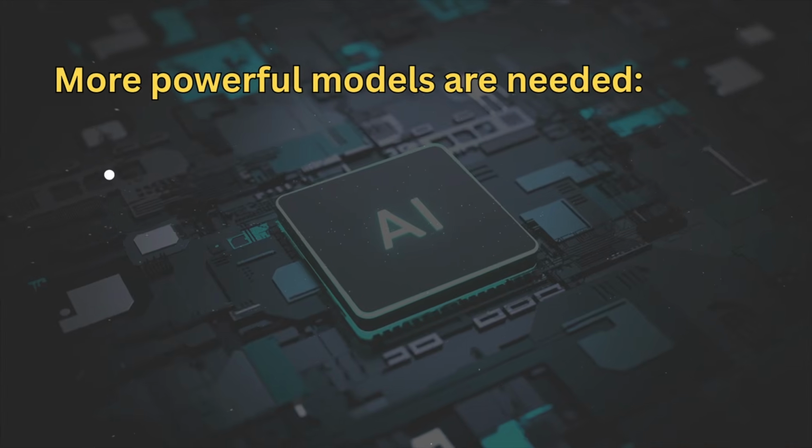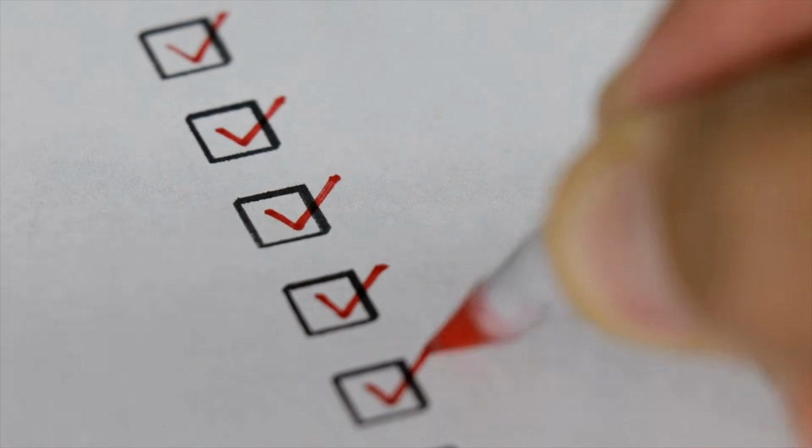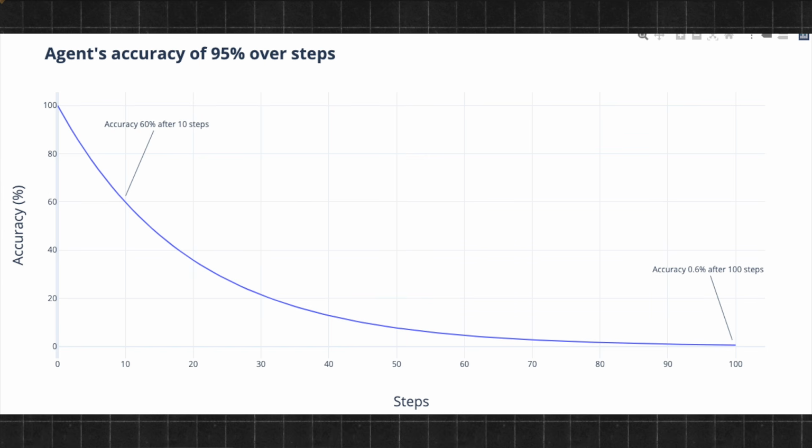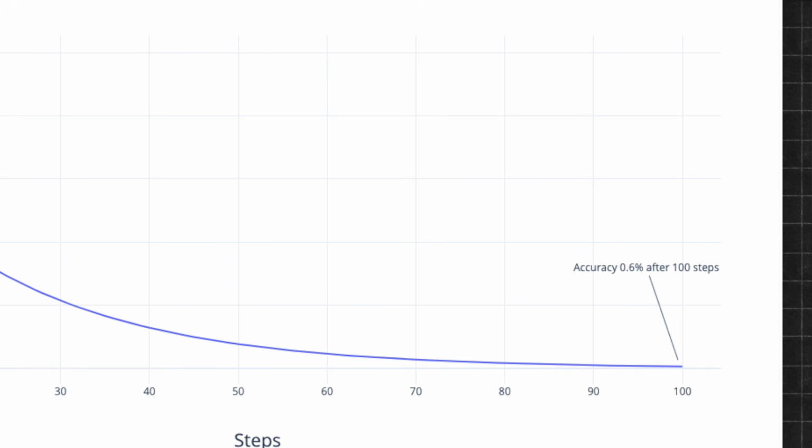Firstly, we have the compound mistakes. An agent often needs to perform multiple steps to accomplish a task. And the overall accuracy decreases as the number of steps increases. If the model's accuracy is 95% per step, over 10 steps, the accuracy will drop to 60%, and over 100 steps, the accuracy will only be 0.6%.